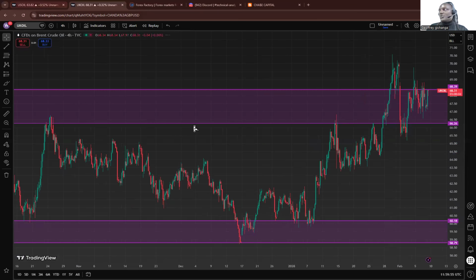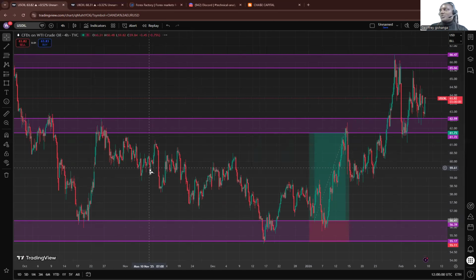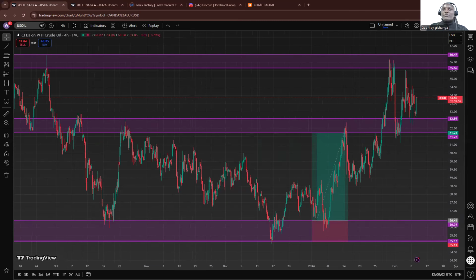So here is US oil. Let me zoom out so that you're able to see it clearly. For US oil, you can see this demand has held for quite a while, because you had the drop from this supply to this demand, then from this demand back to supply, from this supply all the way back to this demand. So now at this demand, we expect to see a push to the upside, at least back to this supply at 65.60 areas.